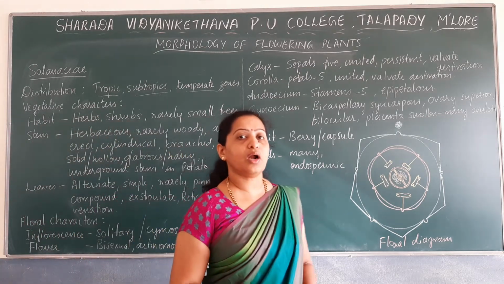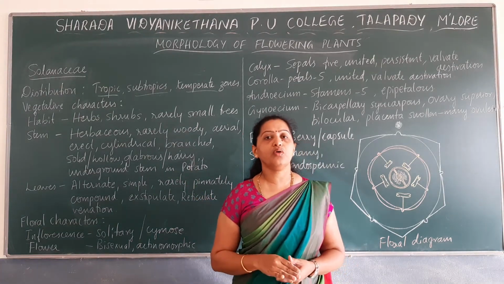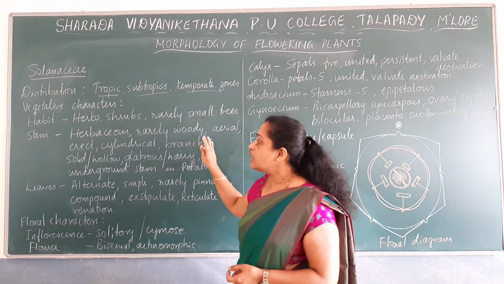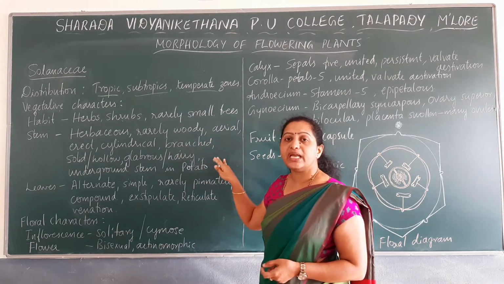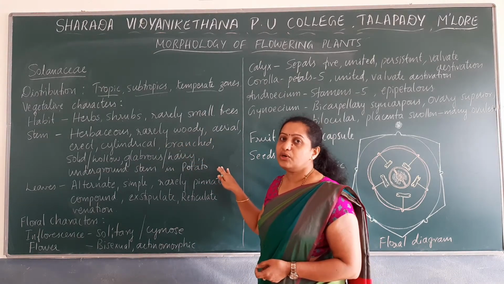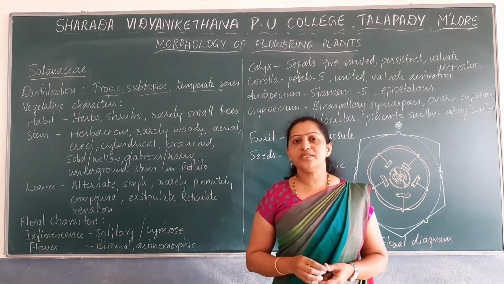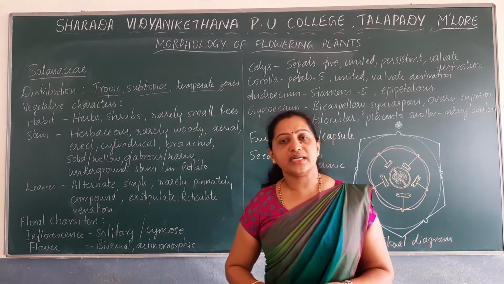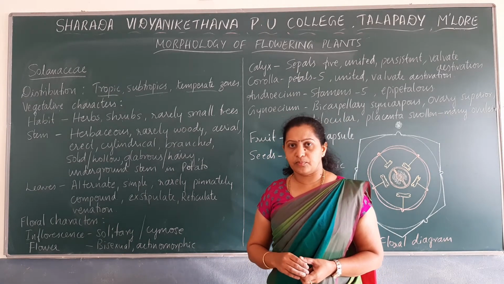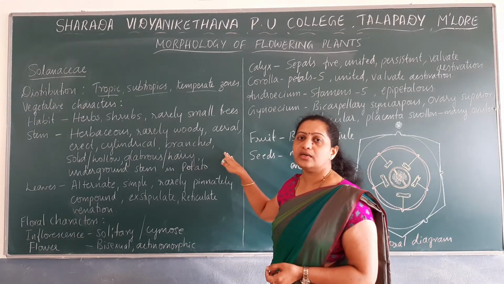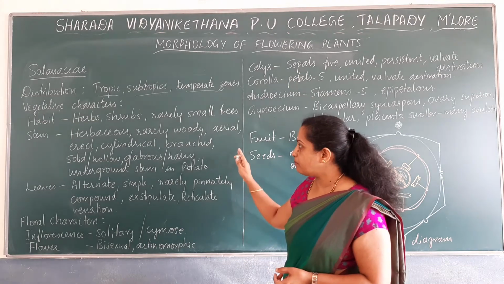They may have an underground stem. For example, potato. Potato has an underground stem. So these are the terms or terminologies that we use mainly to explain the vegetative characters like stem. And the root system. What type of root system? Dicotyledonous plants generally have a taproot system. So you can also include the details of the root system of the plant.